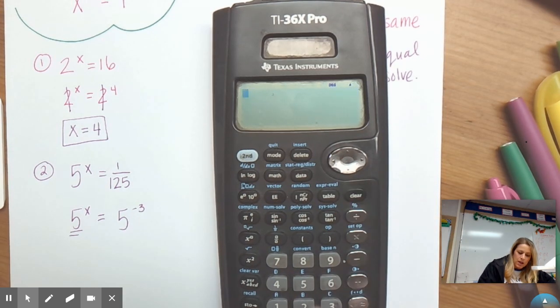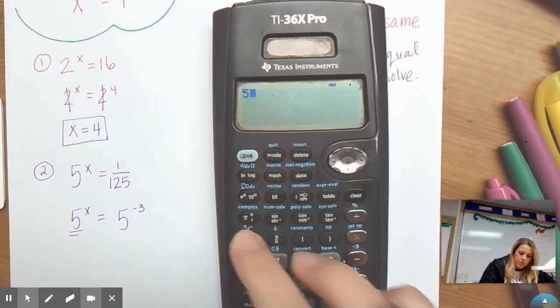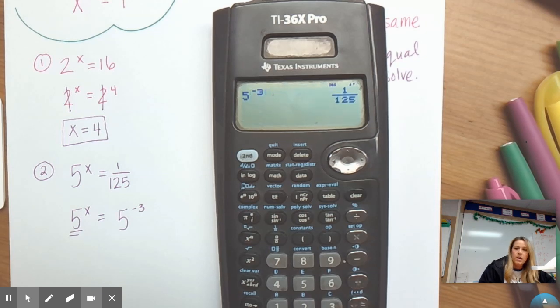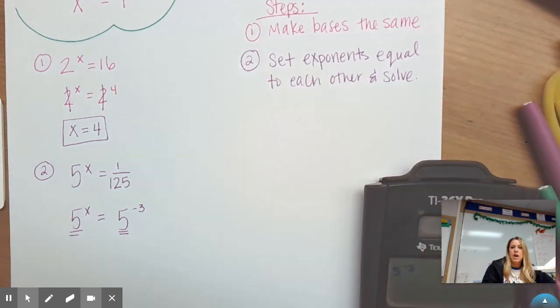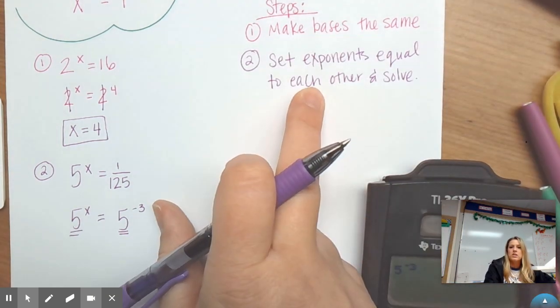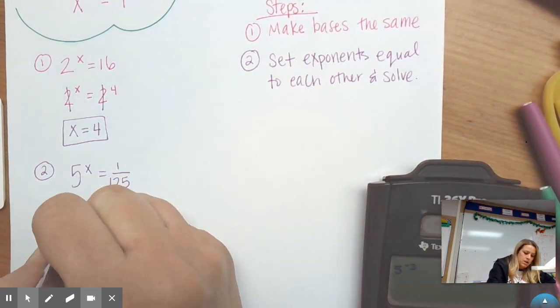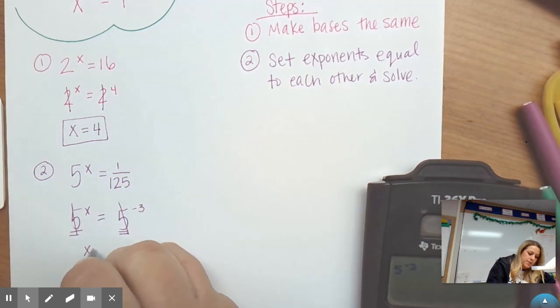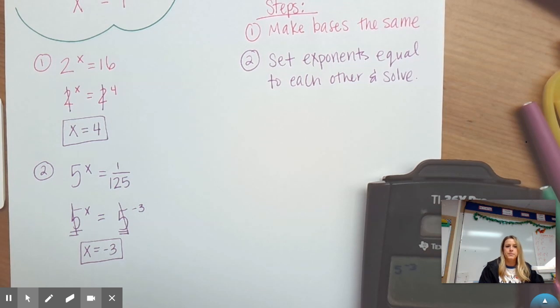I can even check and I can say 5 raised to the -3 power, and that gives me that number. So these two represent each other, the same equation, they just look a little different now. Okay, got my common bases. So now I'm going to set equations equal to each other and solve. Set exponents, I should say. So my answer is -3.